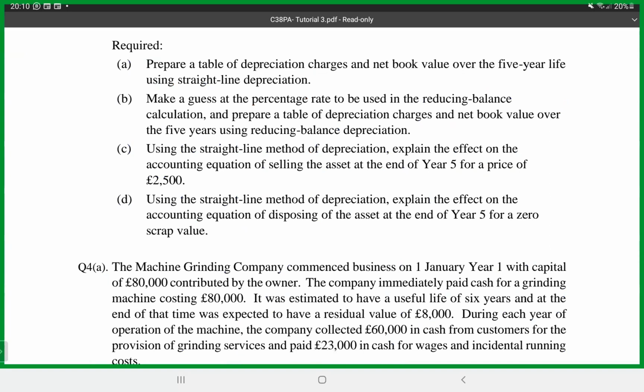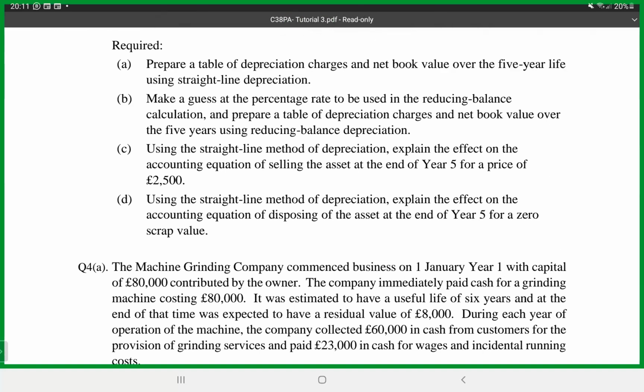Now, use the straight line method of depreciation. Explain the effect on the accounting equation of the disposal of the asset at the end of the year for a zero scrap value. There is no scrap value now. Using the straight line method of depreciation, explain the effect on the accounting equation of disposing of the asset at the end of year 5 for a zero scrap value.